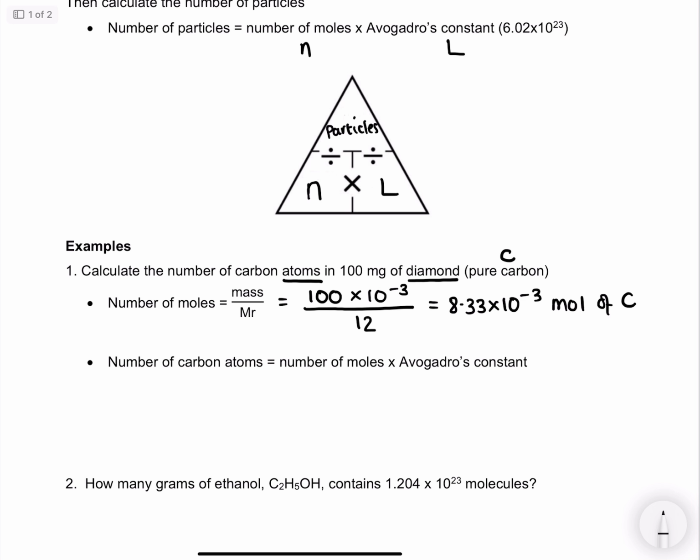So our number of carbon atoms, our particles here are the carbon atoms, will be our moles, 8.33 times 10 to the minus 3, times Avogadro's constant, 6.02 times 10 to the 23. Now remember, you'll be given that number in the exam. My tip to you would be not to clear your calculator display, but to use the answer that you've already got in there and times it by Avogadro's. You get 5.02 times 10 to the 21 atoms.